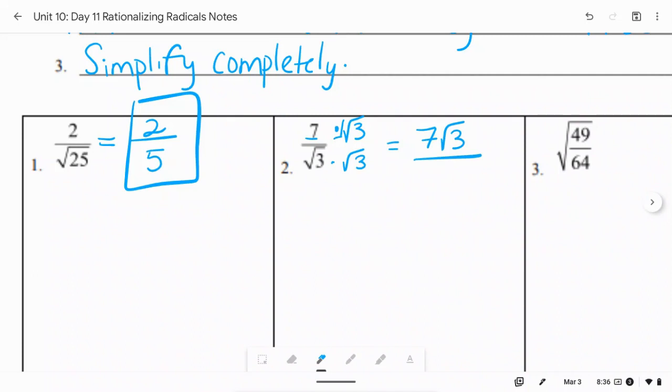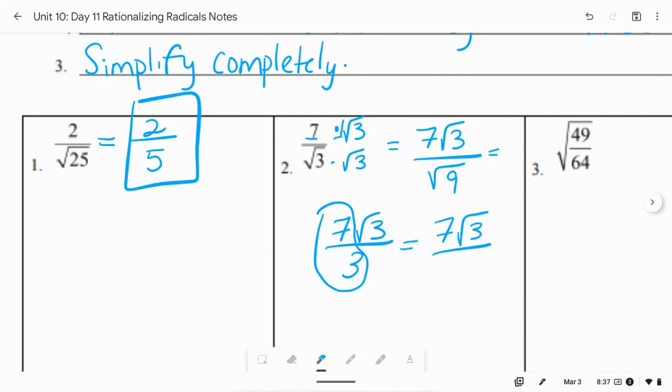In the denominator, both of the 3's are underneath a square root. So I can multiply 3 times 3 to get the square root of 9. Now I can simplify this more, because the square root of 9 just becomes a 3. And then in the numerator, I have 7 square root 3. And then the last thing I want to double check is, can I reduce these outside numbers, this fraction 7 over 3? I can't. So I'm just going to leave it then as 7 square root 3 over 3 as my final answer.